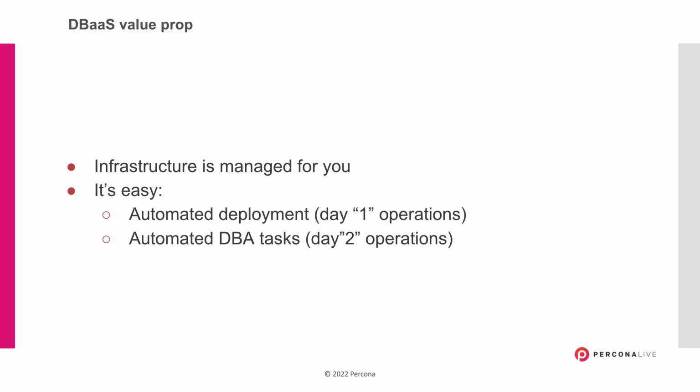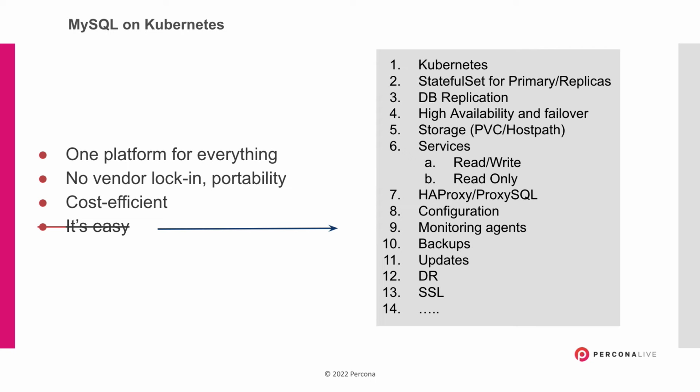And what is the value proposition of database as a service? I think that's not a surprise. You don't care about infrastructure, and it's easy because when you want to deploy, so day one operations, that's a click of a button, and then you want to upgrade, you want to take care of high availability, you want to take care of whatever is in the scope of day two operations. This is taken care of for you. At least you count on that. That is easy. With Kubernetes though, there are a couple more benefits, right?